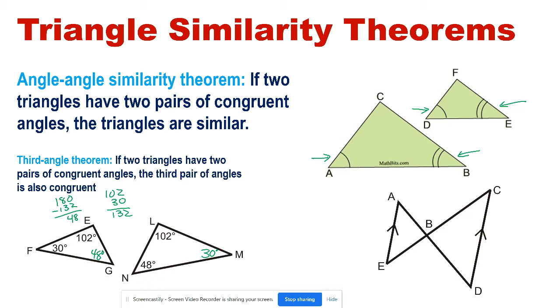And so these end up being similar triangles. Even though when we first looked at them, we only had one pair of congruent angles, if we use the information we have to find the other angles, then we have angle-angle similarity.